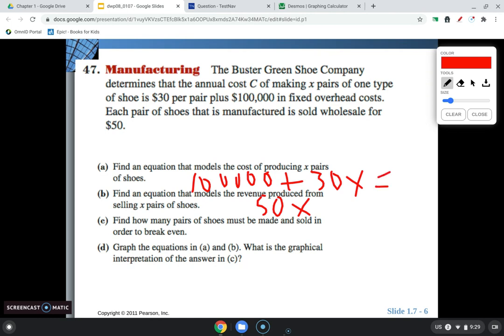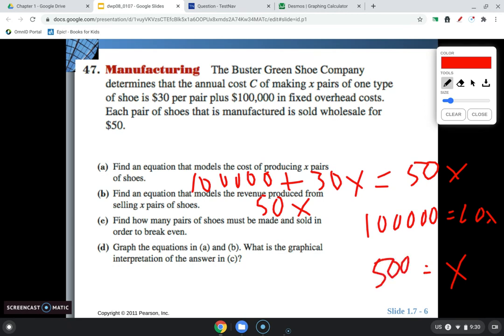Okay. Well, I'd want to set those equal. So then I would subtract 30x. So that gives me 100,000 equals 20x. And I divide by 20. 100,000 divided by 20 is 500. So I would have to sell 500 pairs of shoes to break even. If we were to graph A and B, we could do that on Desmos, but the graphical interpretation would just be where the lines intersect. The intersection point is where they would be equal. Okay?